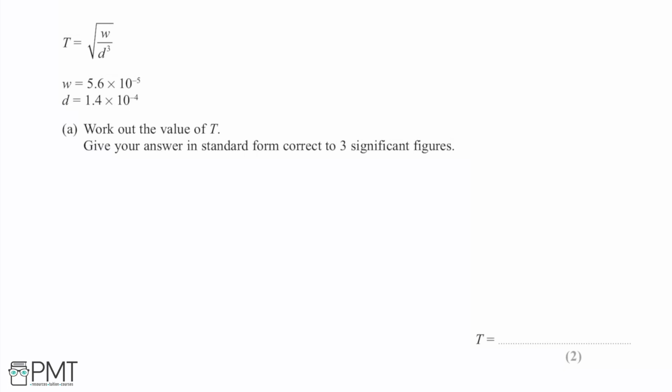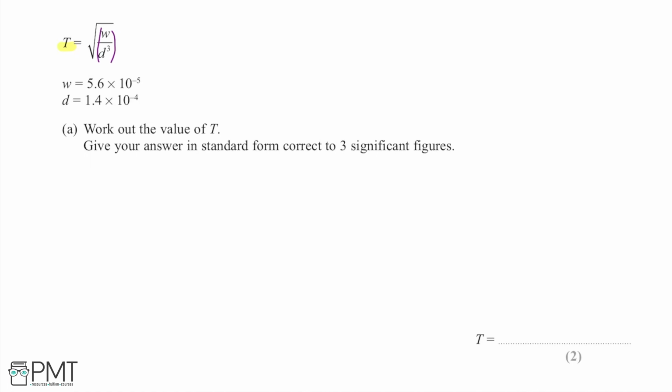So in this question, we're given an expression for t, showing that t is equal to the square root of w over d cubed. And just to make this a little bit clearer, we can put brackets around the w over d cubed to show that we're finding the square root of the whole thing here. So we're finding the square root of everything that's inside the brackets.